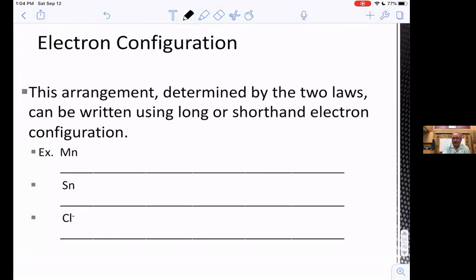So let's practice an electron configuration. It has been a while since you've done these, even though I've been kind of just spouting them off like you knew what you were doing here through this PowerPoint.